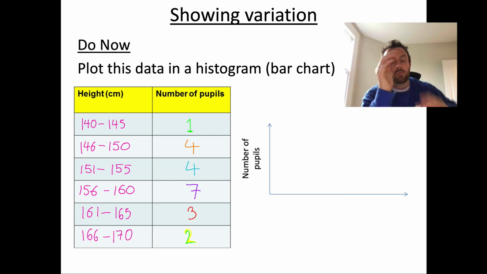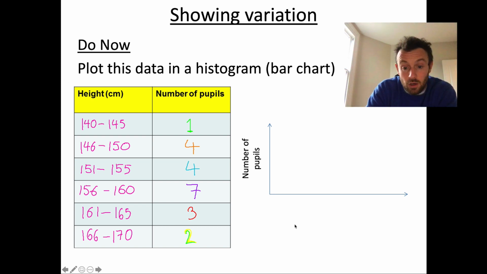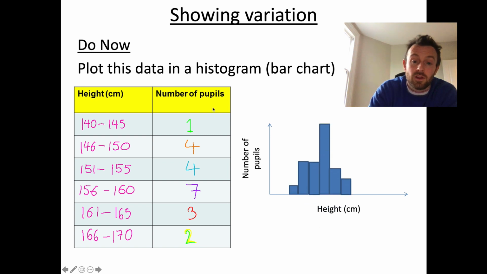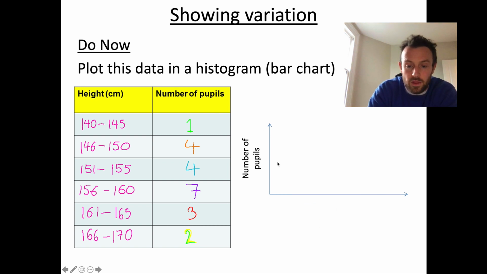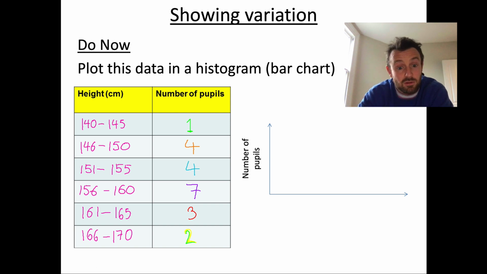So take a piece of graph paper if you can. If not, you can do it in your book. So you're going to have the height along the x-axis, and you're going to have the number of pupils along the y-axis, okay? So you're going to include a picture of that on Teams when you send this lesson to me, okay? So pause this video and complete that now, please.